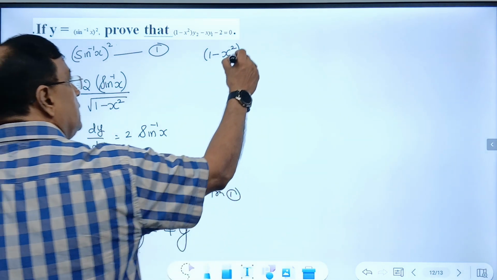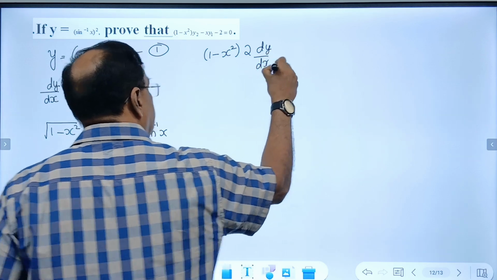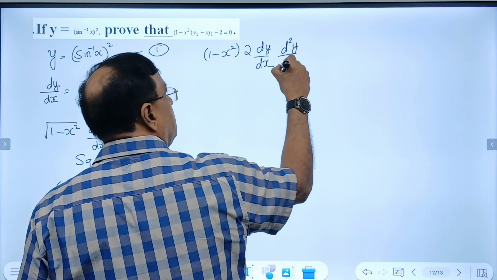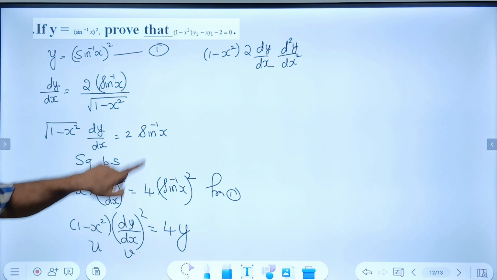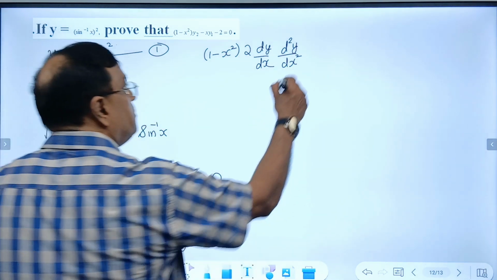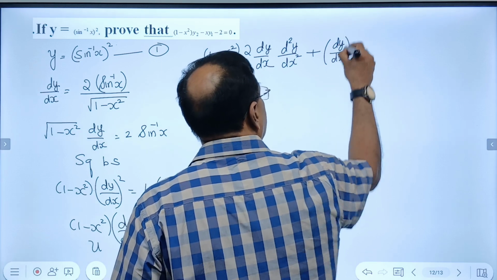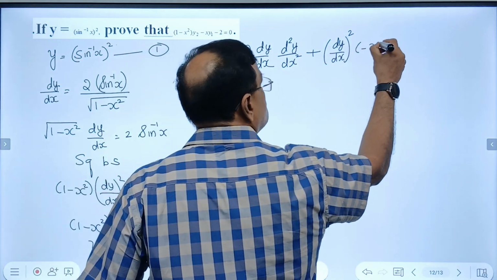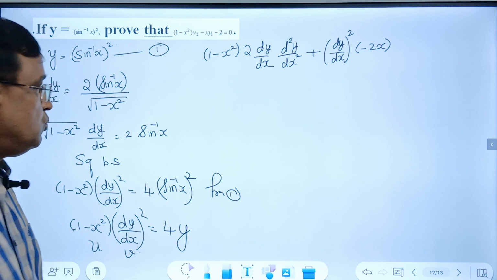How do I do it? First I use chain rule. 2 into dy by dx. First I differentiate the power, then the base. What is differentiation of the base? d square y by dx square. I differentiate the power, that is 2 into dy by dx, and differentiation of dy by dx is d square y by dx square. Plus v. What is v? dy by dx the whole square, and differentiation of 1 minus x square is minus 2x. Because differentiation of 1 is 0, minus x square is minus 2x.